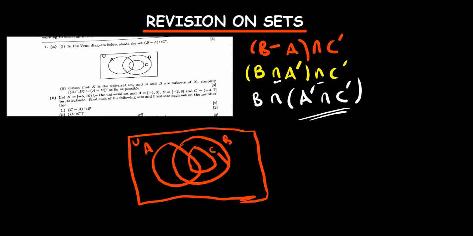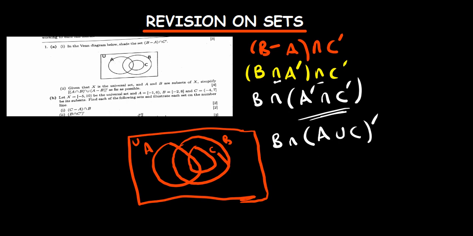Now what is this identity here that you see? If you can see, that is De Morgan's law. So I can write that as A union C, then the complement goes outside. Now I have something which is very easy to handle and sketch.